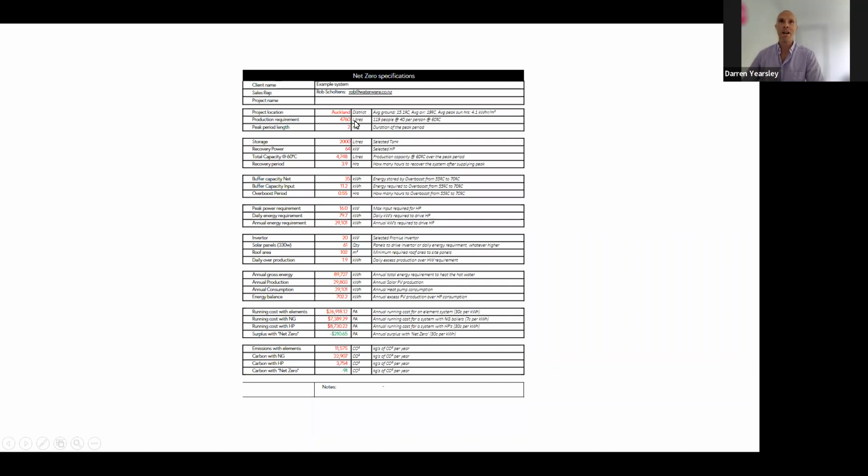So we have the production requirement at 4,700 litres. And we're storing 2,000 litres of water with 64 kilowatts of recovery. And it tells you what this recovery period is. So after serving the first peak period, it takes 3.9 hours to recover the system. So one of the things which we're trying to do when we're designing the system is getting the proportion right between the amount of storage which we have and the rate at which we can recover it.